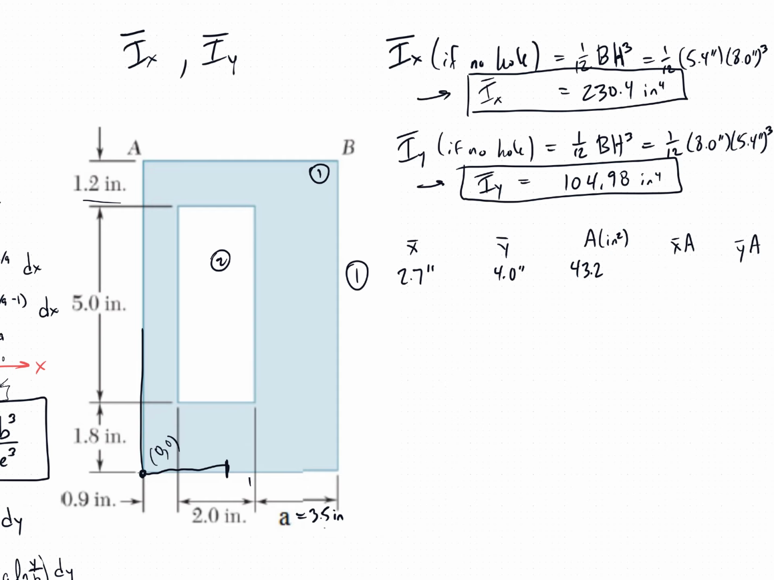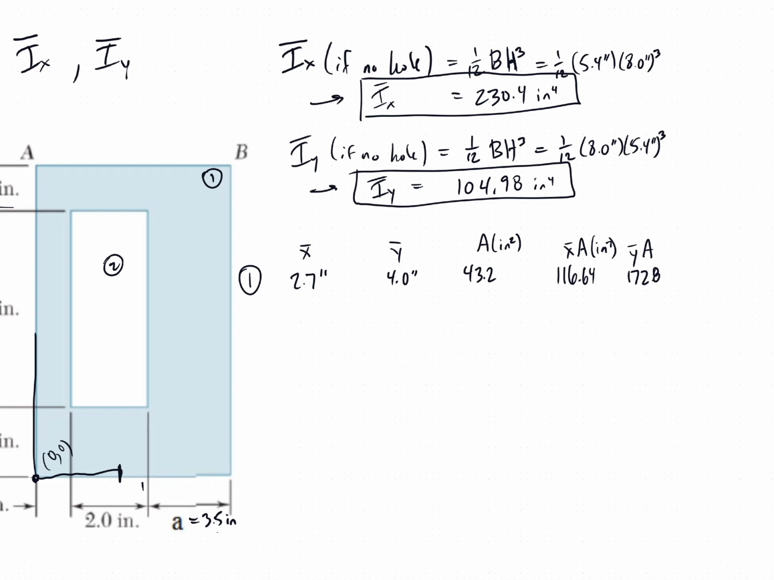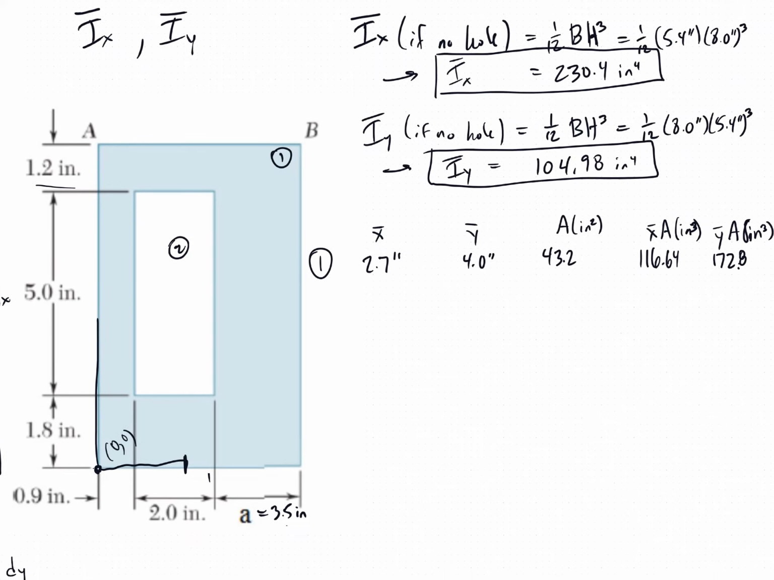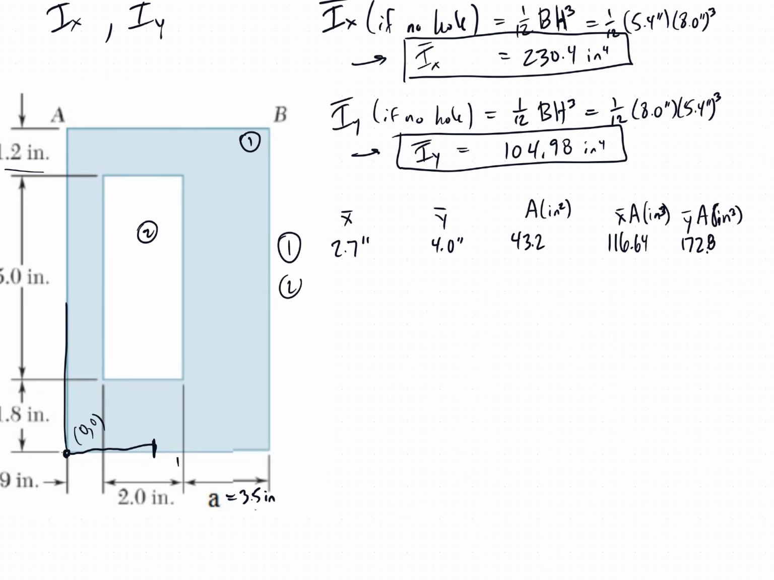And x bar A is, we're going to take that 43.2, and I'm just going to fill this out. If you don't know how to do that, go back and watch the videos on how to get those numbers. Then we're going to go to area 2, or rectangle 2.